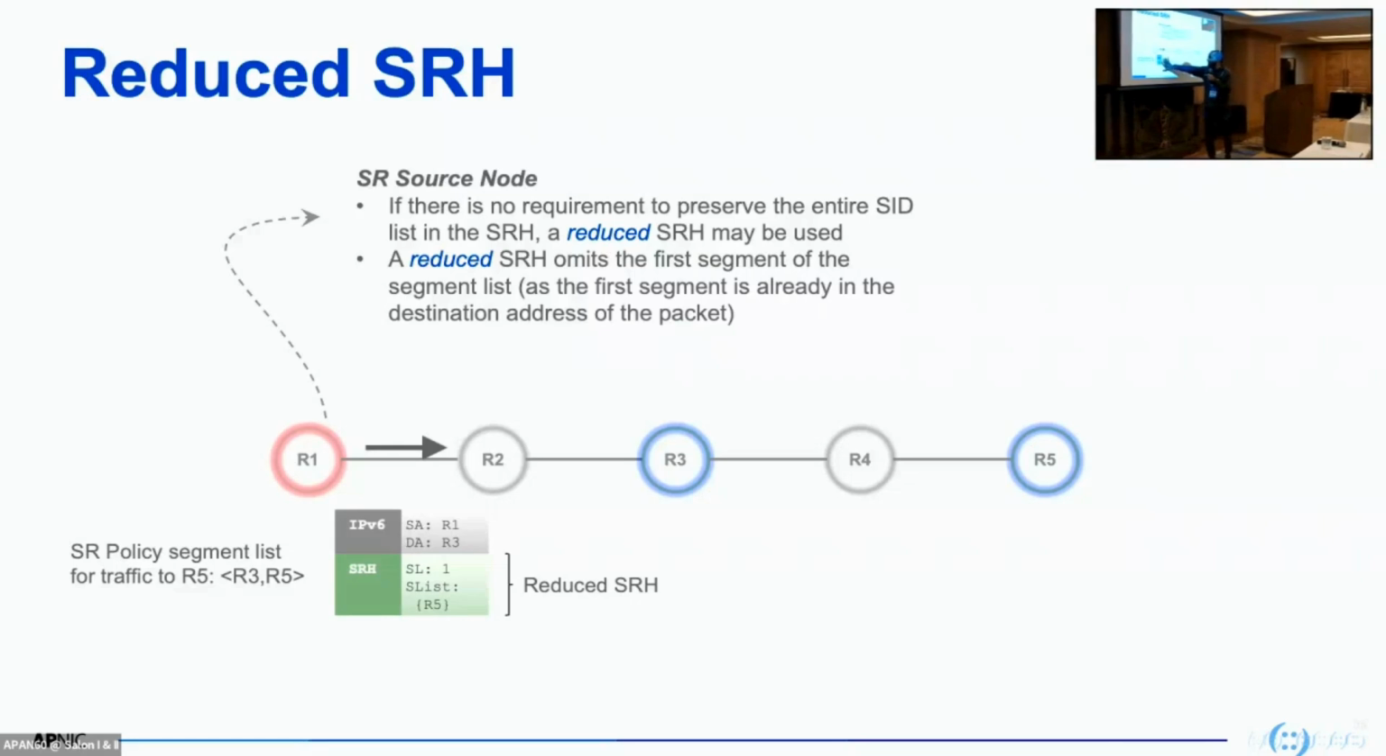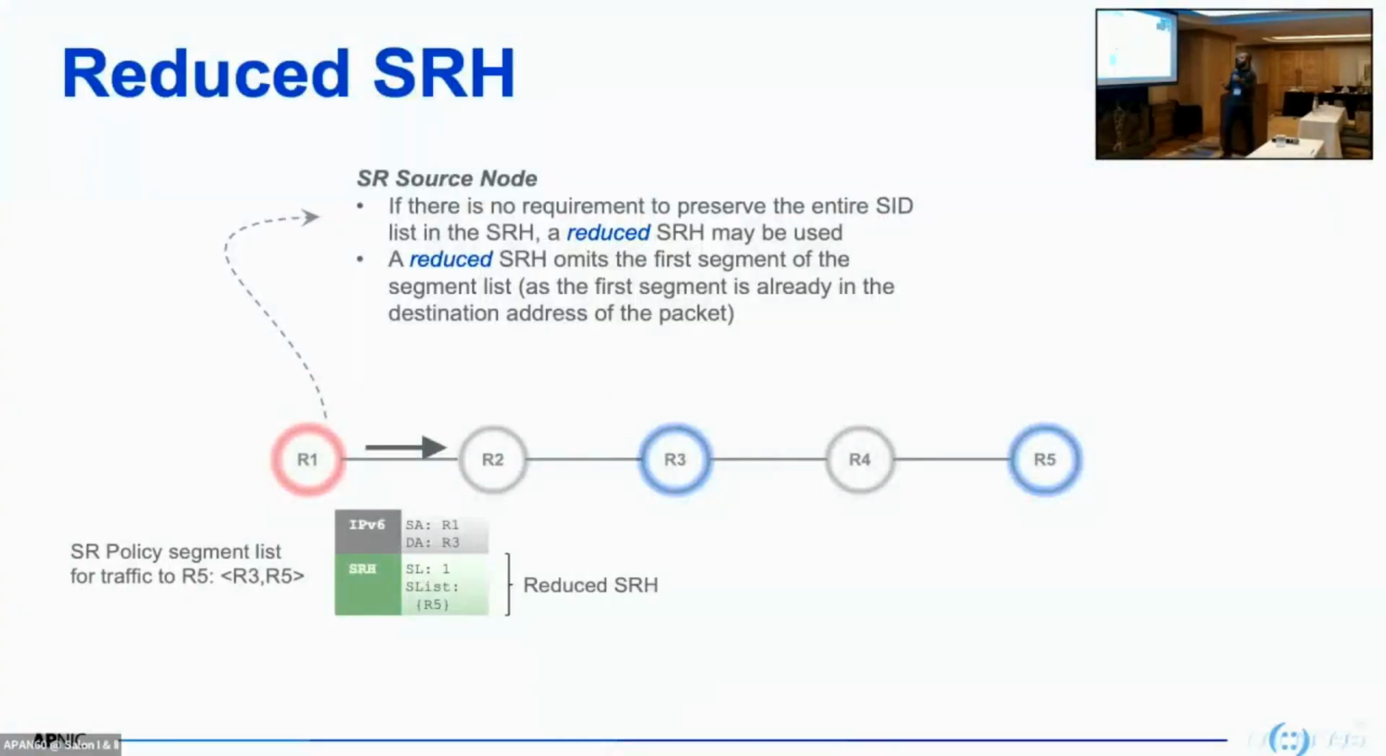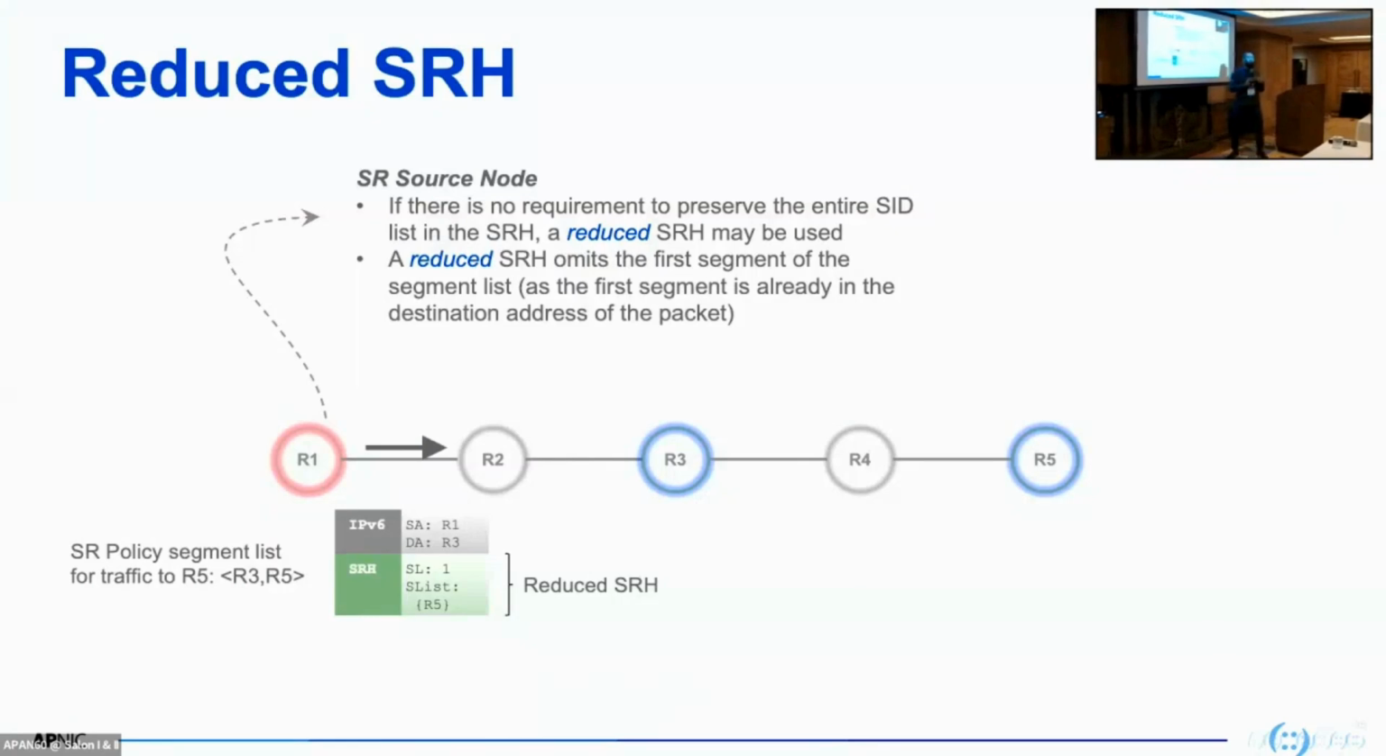R3 has not done its task yet, so R3 will work here. R5 will start working from here. So I don't need to remove this, but I can remove the previous tasks. That is the reduced header, the reduced segment routing header. It will basically save some space in the header. That is the whole idea.